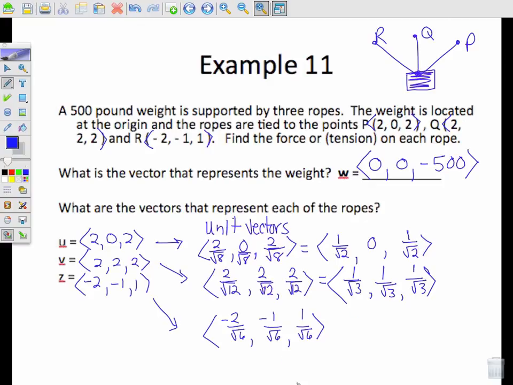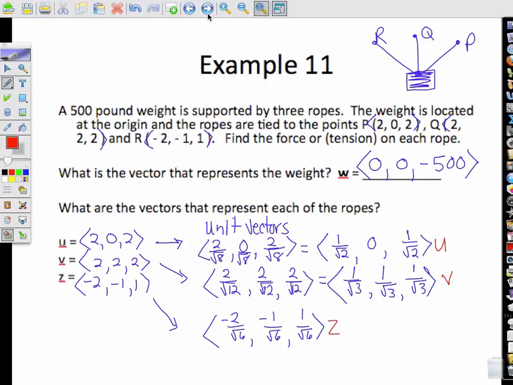We have to take these three vectors, they're unit vectors, and what is unknown about the unit vectors is their force. So if I multiply this unit vector by a force of u, and this unit vector by a force of v, and this unit vector by a force of z, I just need to figure out what u, v, and z equal. Okay, so I'm going to go ahead and transfer over some of this information and we'll continue to solve this.